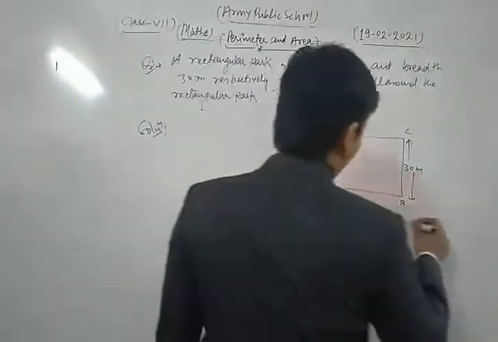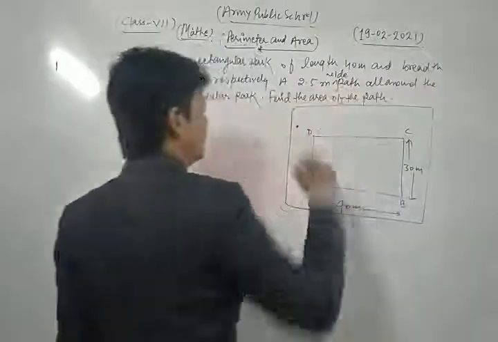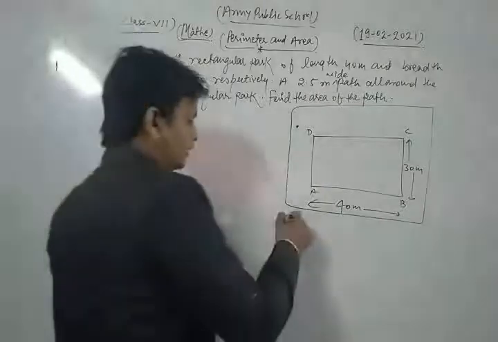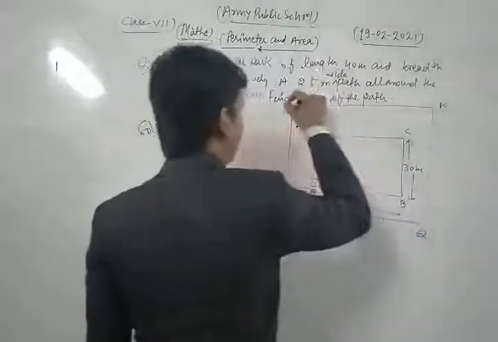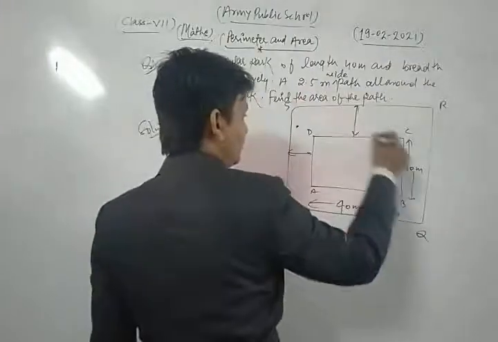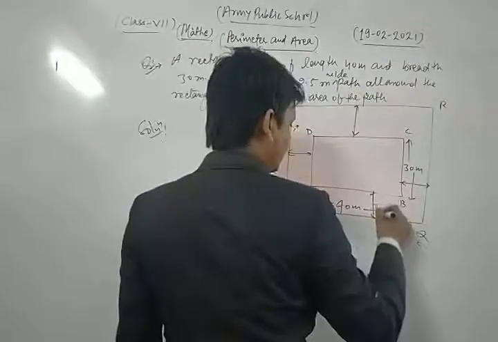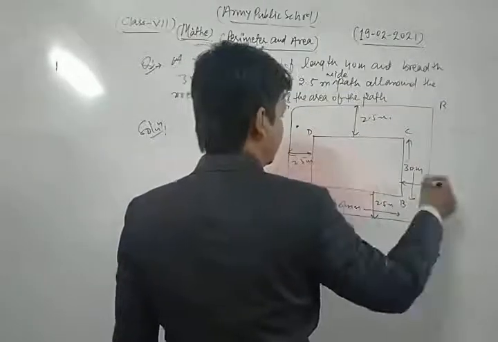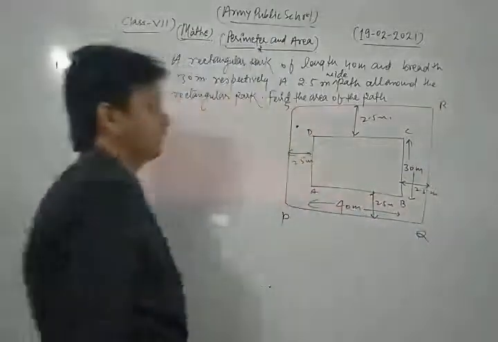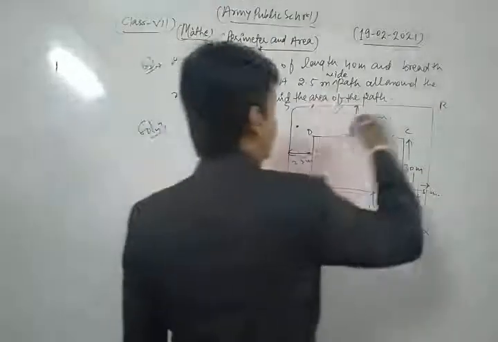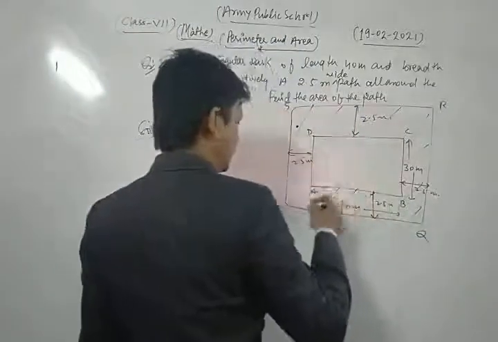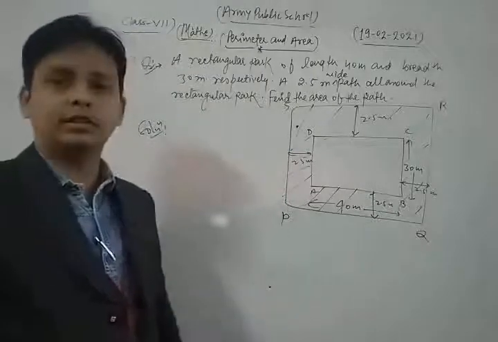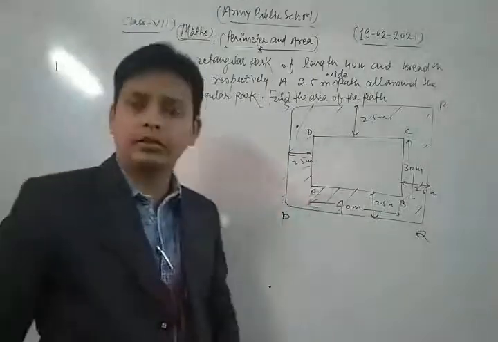And according to the question, a 2.5 meter wide path all around the rectangular park. Suppose that is what we take as PQRS. This is 2.5 meter, this is 2.5, this is 2.5 and this is also 2.5 meter. We find the area of that path, the area of that shaded region. So for finding the area of the path, first of all we find the area of rectangle ABCD.